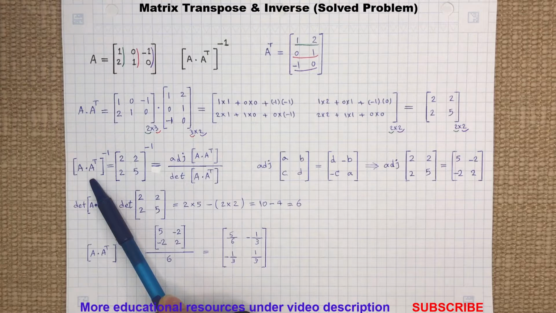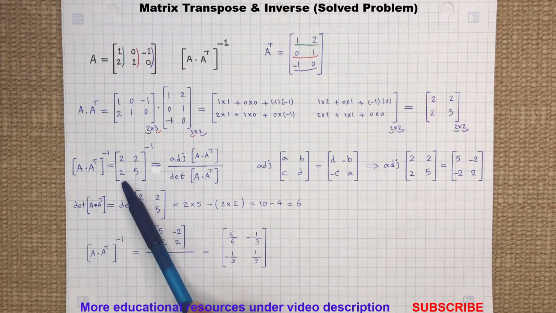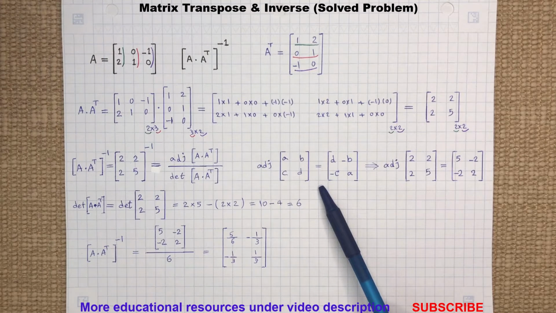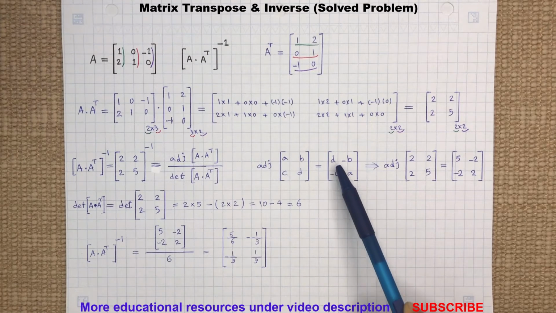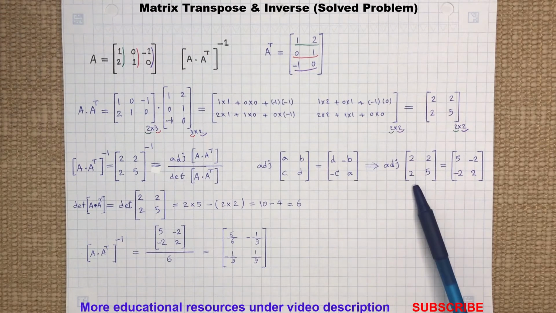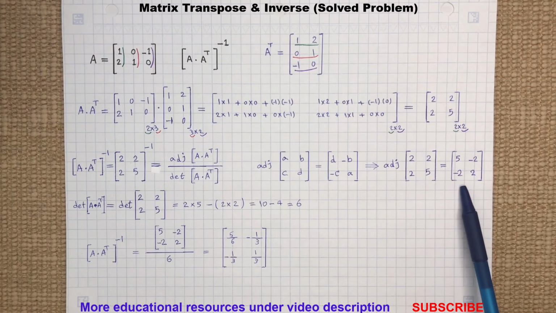To find the inverse of this 2 by 2 matrix, we need to find its adjoint, also called adjugate matrix, and then divide that by its determinant. As you can see here, the adjoint of a 2 by 2 matrix is when we switch the main diagonal elements and change the sign of the opposite diagonal entries. So by applying this adjoint rule, we will get this matrix.